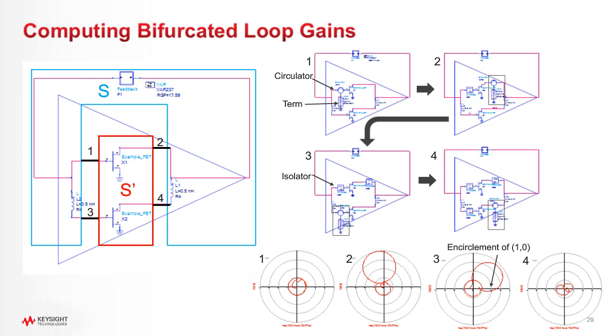Then I move to the second node. I replace that original circulator with an isolator on the input port. I inject the signal and do the same thing. I go to the third node, and I replace those 2 with isolators pointing back at the devices, et cetera. And I compute 4 different loop gains, where I can then observe an encirclement of the 1-0 term, because it's a loop gain.